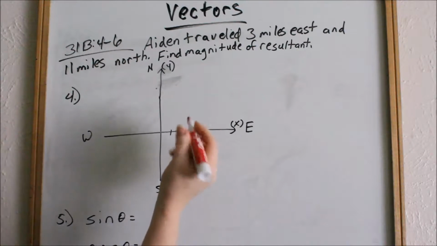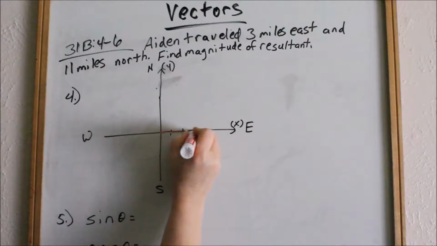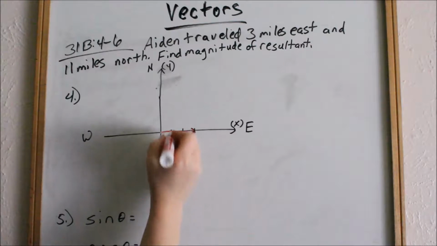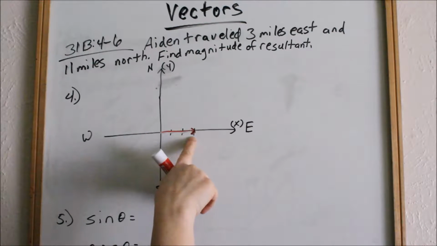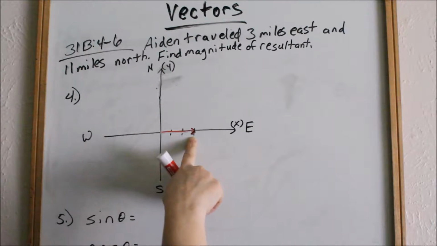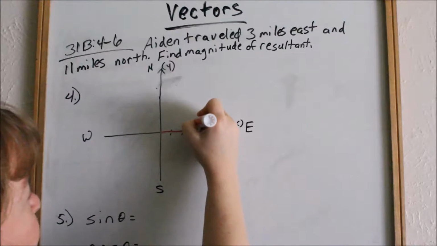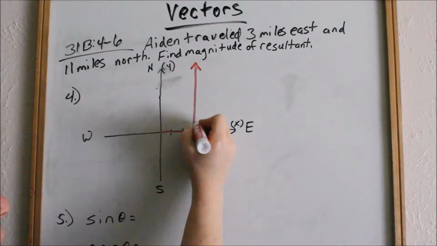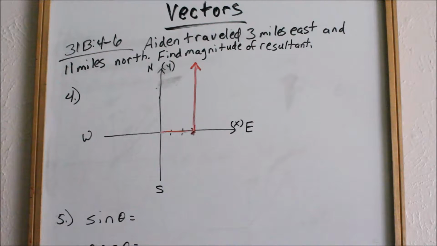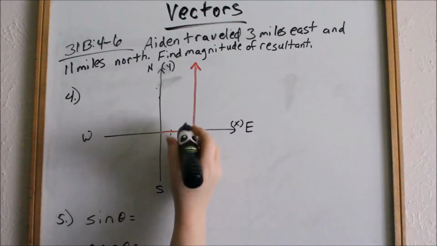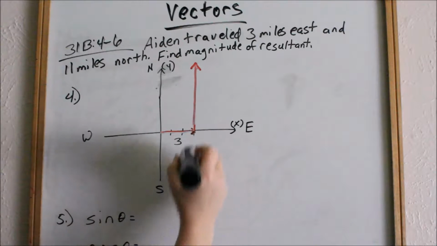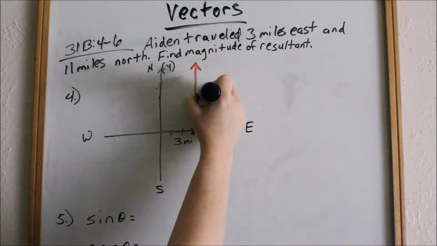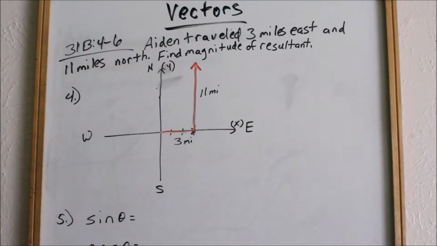So she walked 3 miles to the east. I'm drawing that with an arrow because that's pointing to the east. Then she went 11 miles north. We're just going to estimate and say that that's 11 miles north. So this is 3 miles and this is 11 miles.